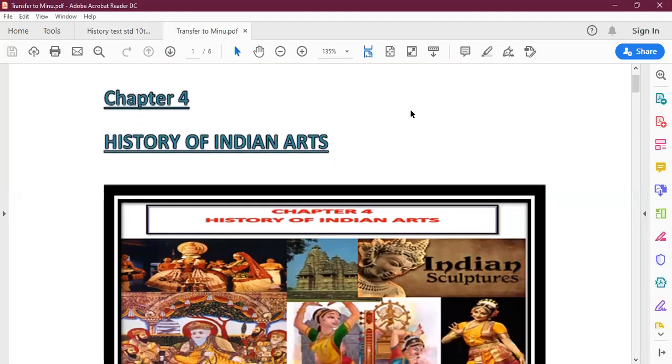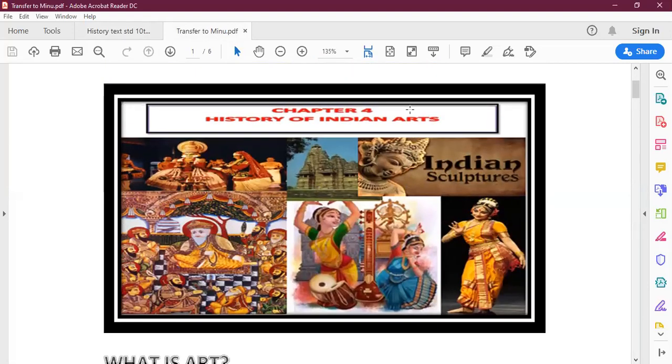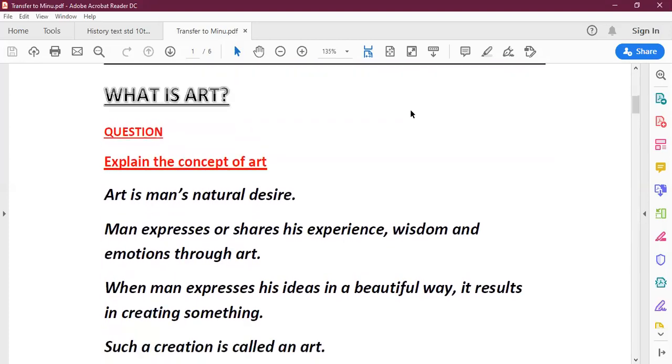When we speak of the word arts, what comes to our mind is the different art forms like dancing, music, architecture, sculpture, theater, drama. All these are the different art forms. So the chapter is related to Indian arts. First of all, let us define what is art. Here we have a question: explain the concept of art.